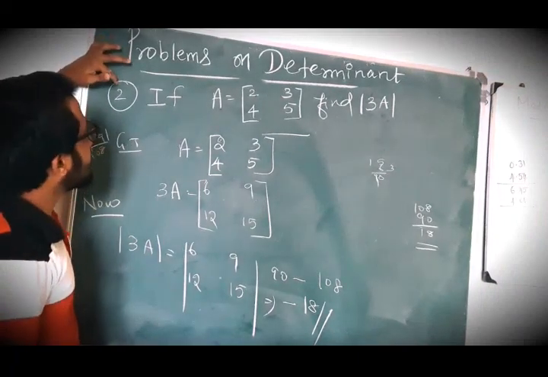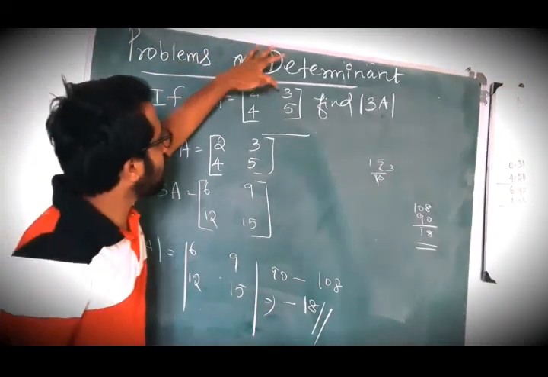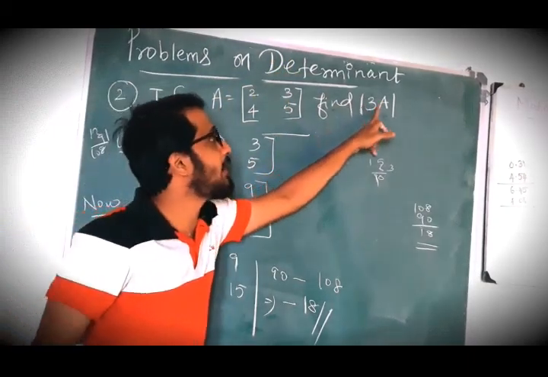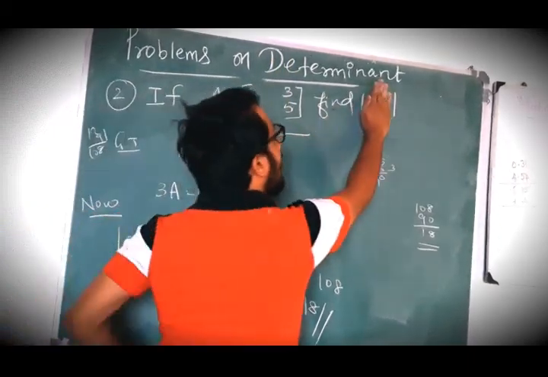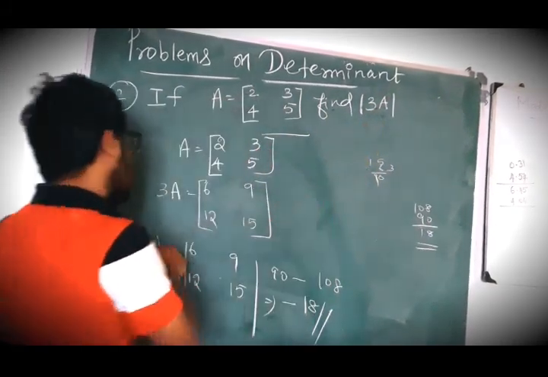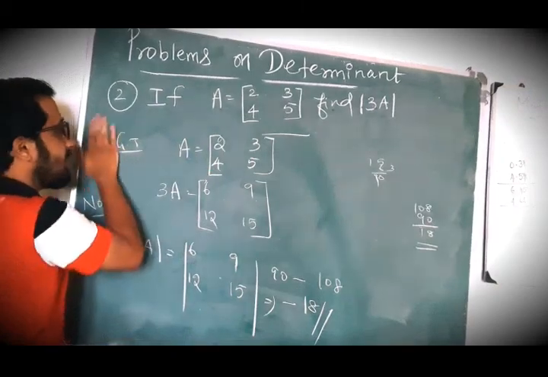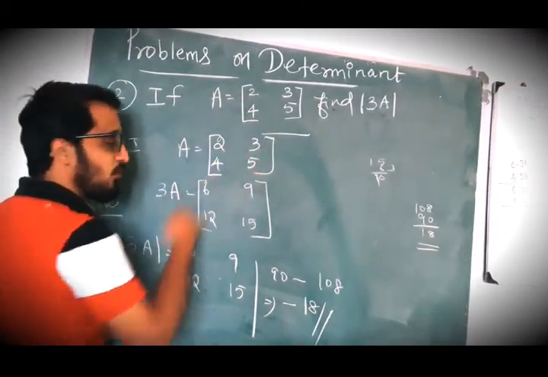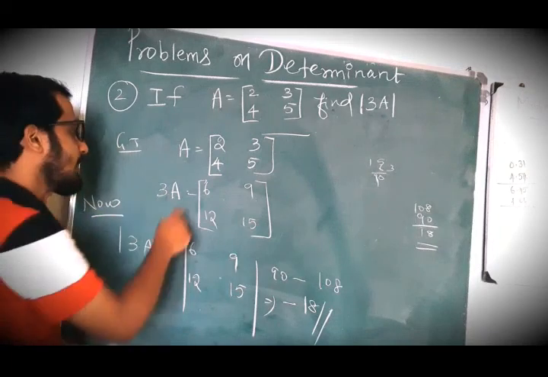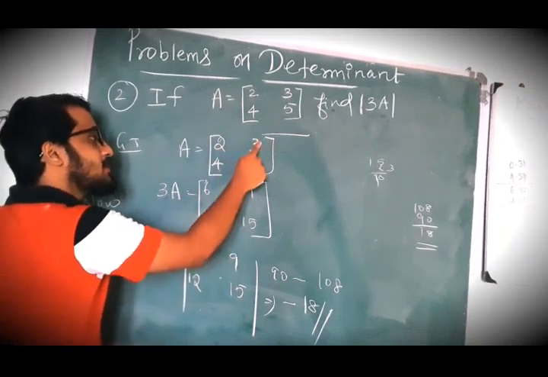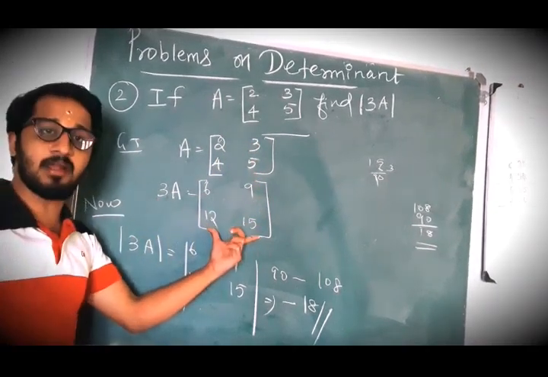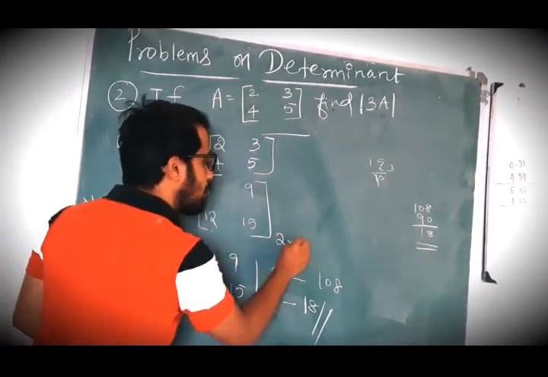Second question, listen here. If capital A is equal to 2, 3, 4, 5, yes, it is a 2 by 2 matrix, find determinant 3A. Determinant 3A in the sense, inside the determinant I have scalar multiplication, so first find 3A. Given that A is equal to 2, 3, 4, 5, 3A means scalar multiplication with 3. That is 3 twos are 6, 3 threes are 9, 3 fours are 12, 3 fives are 15. So 3A is also a matrix of order 2 by 2.